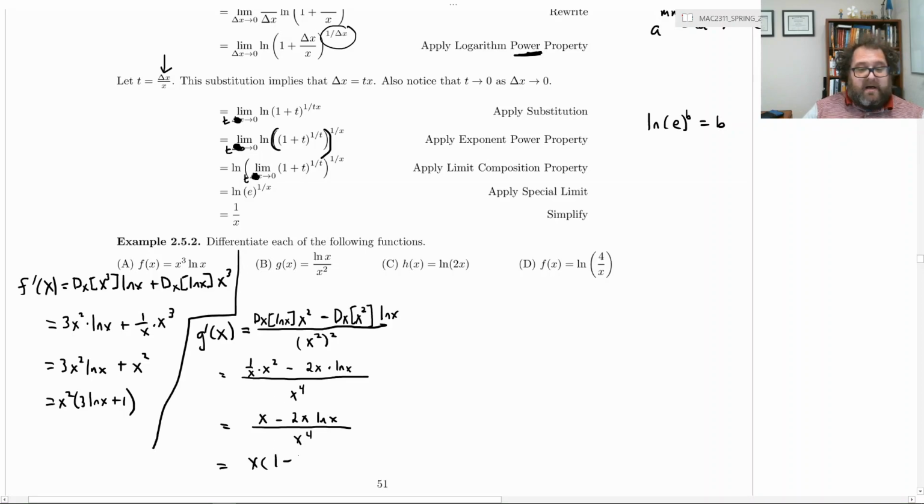That gives us 1 minus 2 natural log x on the numerator, x to the fourth on the denominator. And now we can say, okay, there's a single x up there. We can say that's now a third power on the denominator if we cancel one x off the top and the bottom. So our final answer here is 1 minus 2 natural log x over x cubed.